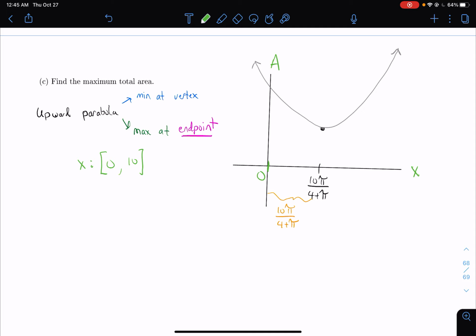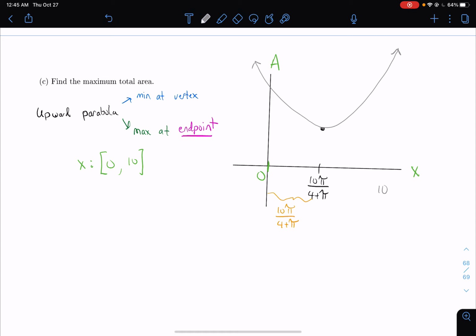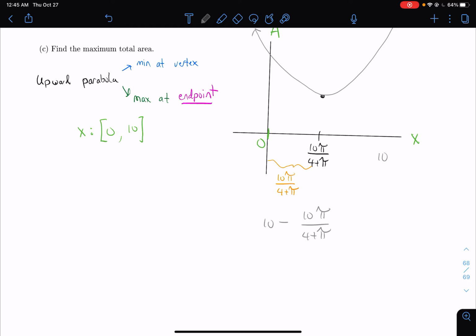Okay, so to figure that out, I know 10 is going to be somewhere out here. Let's subtract the bigger number minus the smaller number, minus this vertex. So let's do 10 minus 10 pi over 4 plus pi. I'll have to get a common denominator, so I'll have to multiply the 10 top and bottom by 4 plus pi, so 4 plus pi over 4 plus pi.